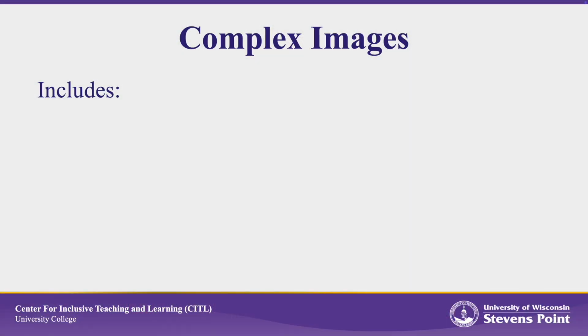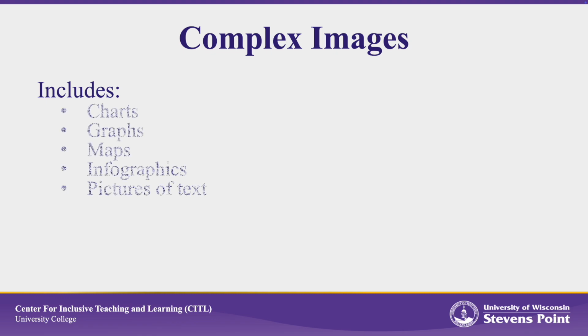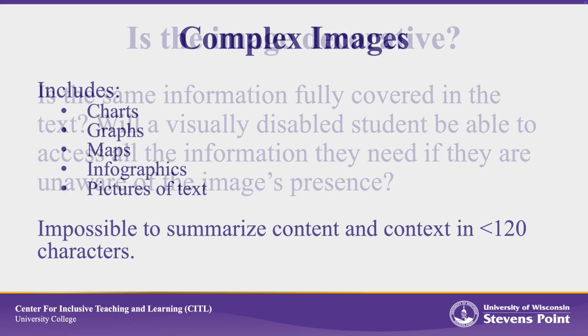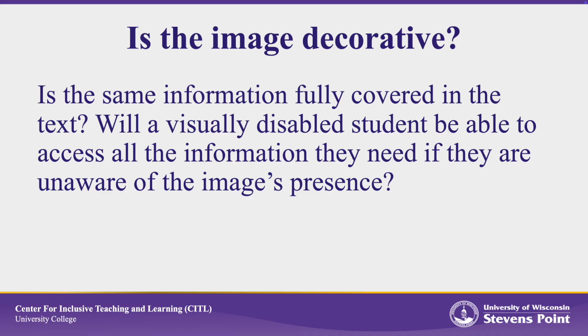Alt text is needed for more than just pictures. Graphs, charts, maps, infographics, and images of text all require descriptive alternative text. But because these images often contain a lot of information, the 120 character restraint for alt tags is often not sufficient. The strategy for complex images begins with identifying whether it's permissible to list the image as decorative.